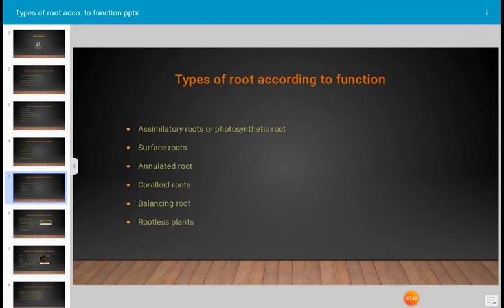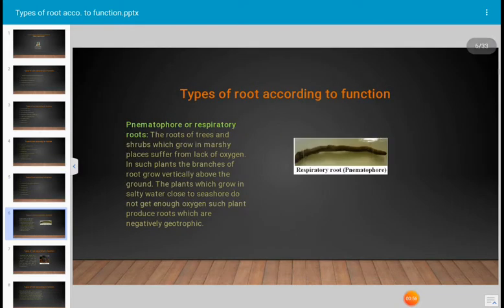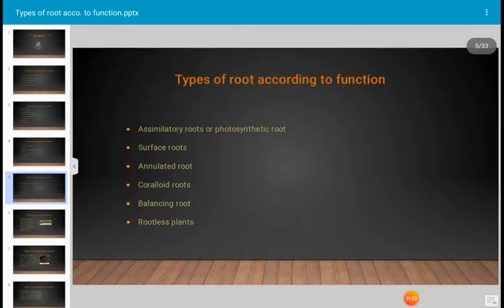Assimilatory roots, all these are the types of roots made according to the function. Surface roots, annulated roots, coralloid roots, balancing root, rootless plant. There are some plants which are having very small roots here, like they are rootless plant.